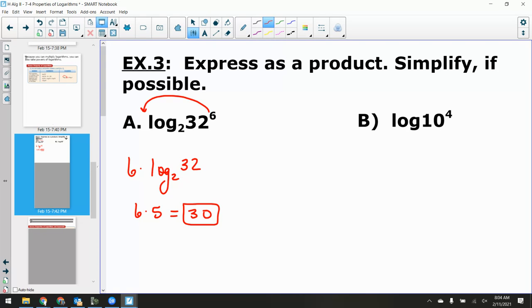So you can use this rule to bring it around front and then evaluate the log. See, all I did here with this 5 was just evaluate log base 2 of 32. I had to figure out what power to raise 2 to get to 32, to the 5th power. All right, take a look at B here. So I can bring this 4 around front and multiply it. And this would be 4 times the log of 10. Oh, now that's easy to compute. What is log base 10 of 10? 1. So this is just 4 times 1. Or just 4.